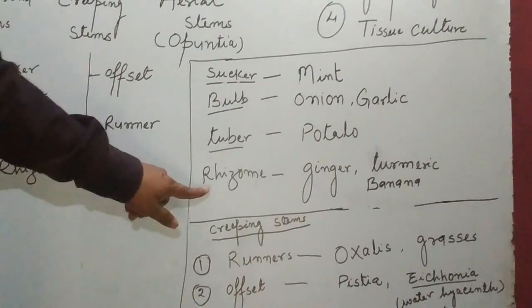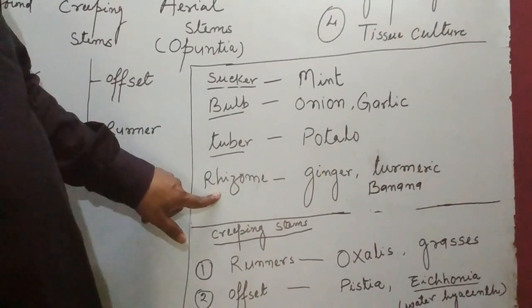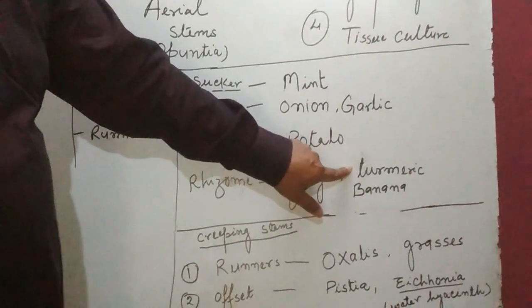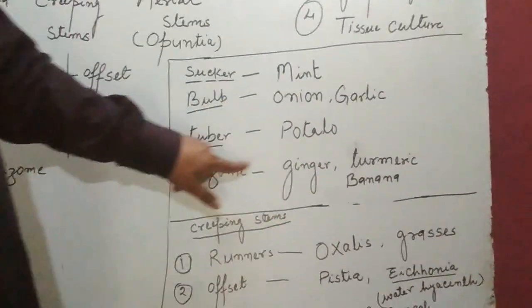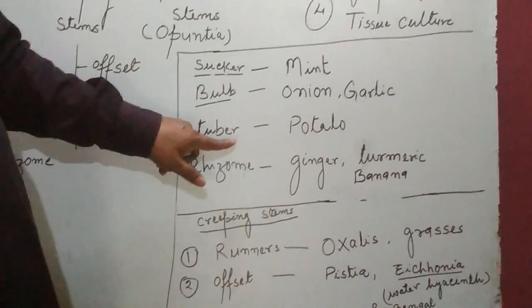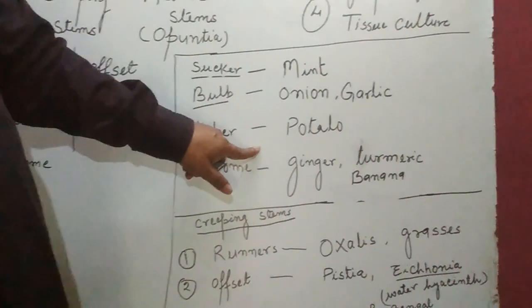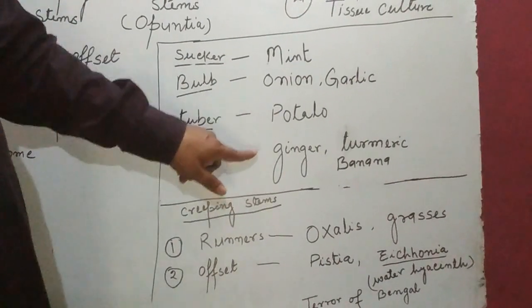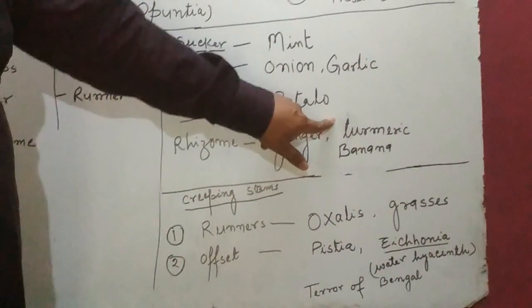And rhizome is also a modified shoot, in case of ginger, turmeric and banana. Underground stems swell to store the reserve food material and it propagates a large number of plants. For example, ginger, turmeric and banana.